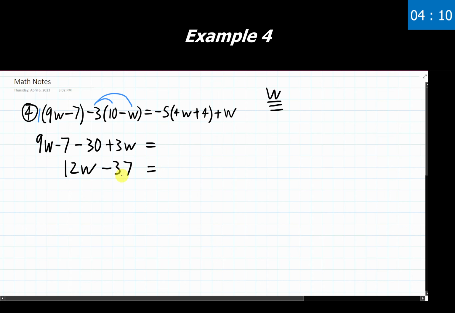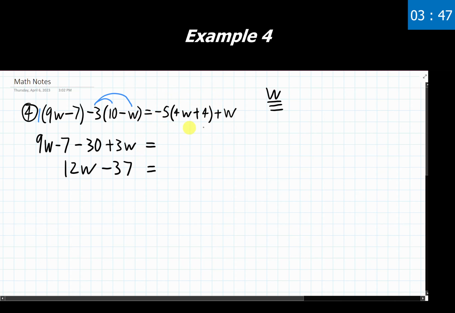Can I combine anything else? No. I have a single variable term, and I have a single constant term. I can't combine them any further. This is as far as I can go. And oh man, look at that. 2 steps. This is way nicer to look at than what we originally had. Maybe not the nicest thing in the world, but at least nicer than what we started with.